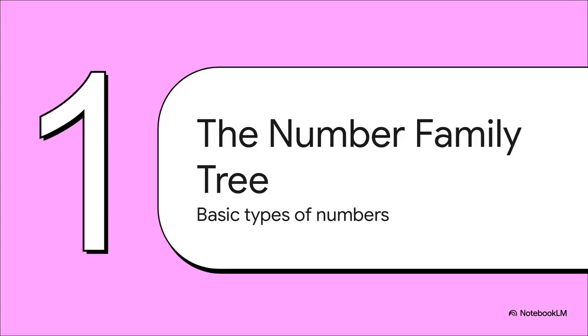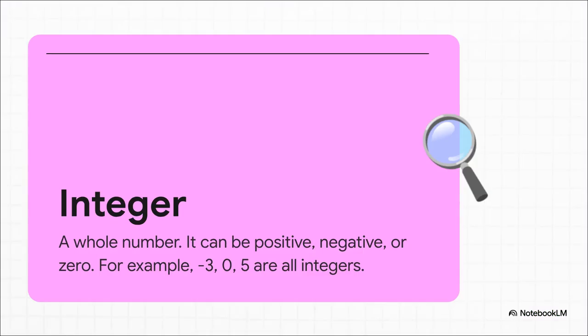First up, the number family tree. Before we can do anything complex, we need to be super clear on the fundamental groups that all numbers belong to. Let's start with the simplest one, an integer. An integer is just a whole number. That's it. No fractions, no messy decimals. It can be positive, like 5 or 12. It can be negative, like -3. Or it can be 0.